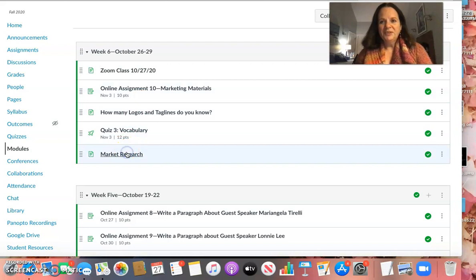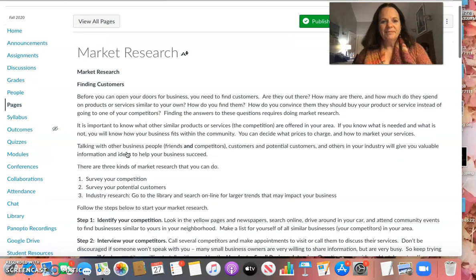Okay, moving on to market research. I'm just going to jump right in. Market research is the most important thing. You cannot start a business, or I don't recommend starting a business, without researching the market. So you need to find out two things. Who are your customers and who is your competition? By finding out who your customers are and what they need, you find out if you should start your business, if it's a good idea to start your business.